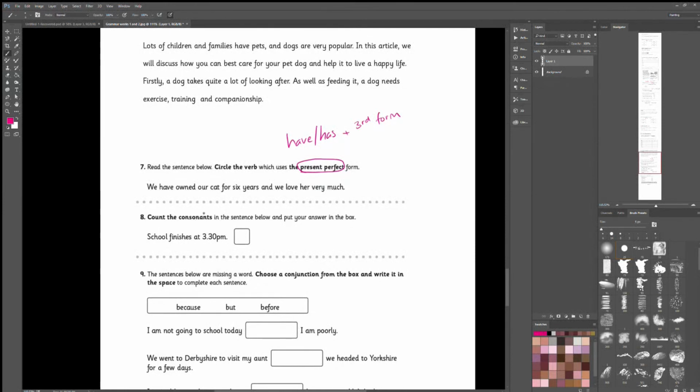Number 8, count the consonants in the sentence below and put your answer in the box. So remember, there are 5 vowels, A, E, I, O, U. All the other letters are consonants.